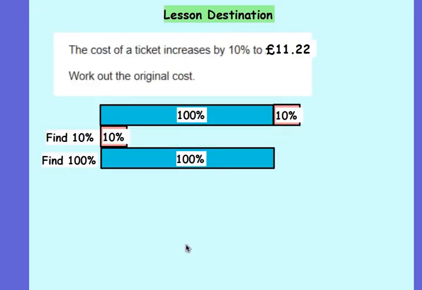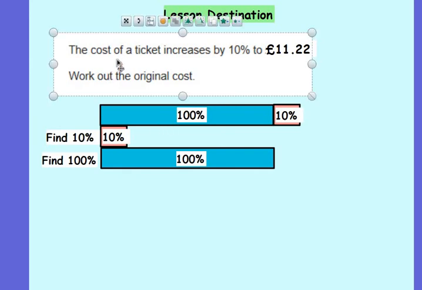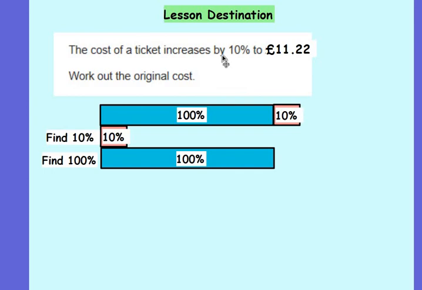And finally, Year 7, this was our lesson destination for today. I told you the cost of a ticket increases by 10% to £11.22. Work out the original cost. Can you pause the video now for 5 minutes or so and in your light blue books have a go at this exam question for me.